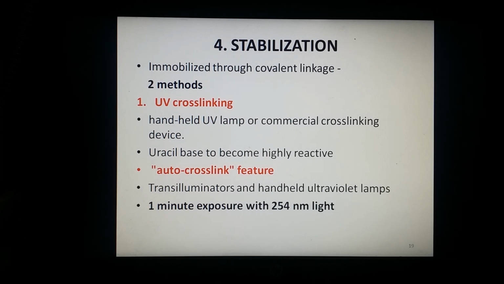During this process, care must be taken not to overexpose or underexpose the RNA to the UV light, because if you overexpose or underexpose the RNA to the UV light, it will cause decreased hybridization signals. Usually a 1 minute exposure with the 254 nanometer light is suitable for this purpose. The other common method we will discuss in the next slide.